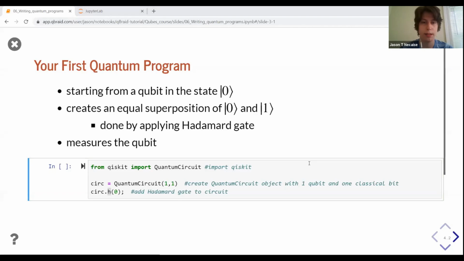Why do we want the classical bit? We want the classical bit so that we can record the result of the measurement of the qubit. It's not involved in the superposition or anything like that. It's basically like: create a quantum circuit with a qubit and then give me a piece of paper so that I can write down what the result is when I go to the measurement. Okay, so let's get started with that.